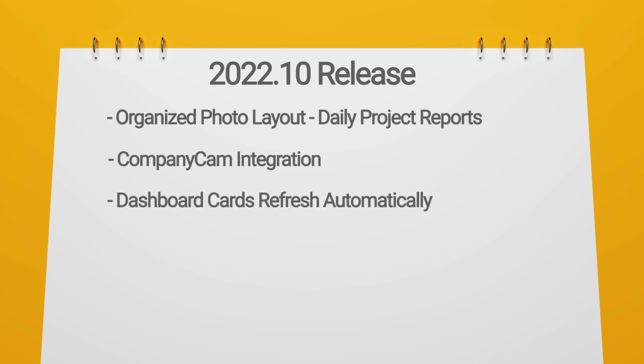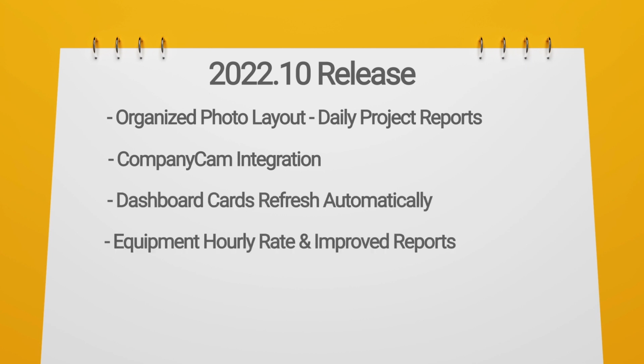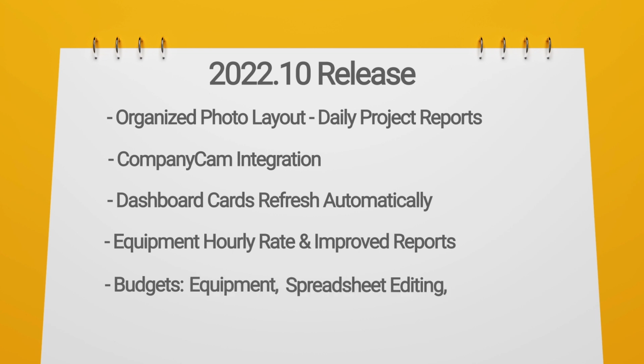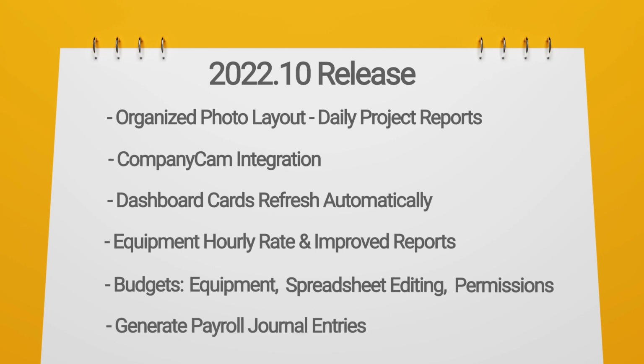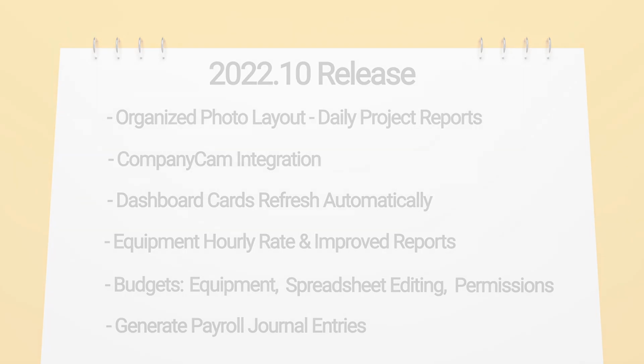Our dashboard cards refresh automatically, and when it comes to equipment, you can now assign hourly rates to improve your equipment analytics. We also have 3 new budget features, which includes equipment budgets, the ability to edit budgets within a spreadsheet, and more options for budget permissions. Finally, you now have the ability to generate payroll journal entries, combining your payroll data with BusyBusy's job costing. Let me tell you just a little bit about each one.